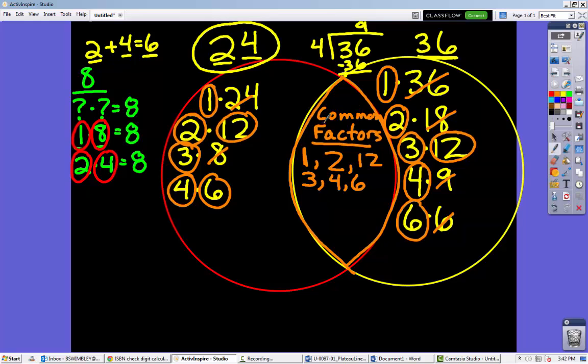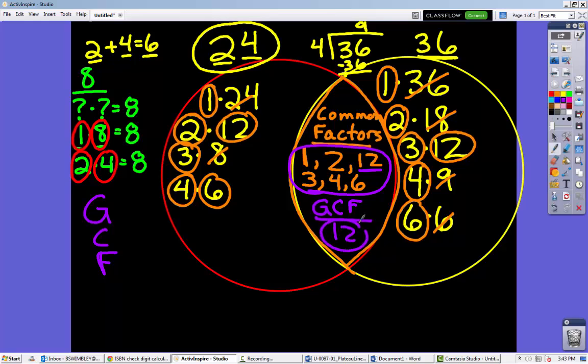And now I have all these common factors right here. These are all my common factors. But what I'm looking for is my GCF. That G meaning the greatest. So I'm going to look, what is my greatest factor? I look at that 12 and I think that's pretty much my largest number. So my GCF is going to be 12. And again, that is my greatest common factor.